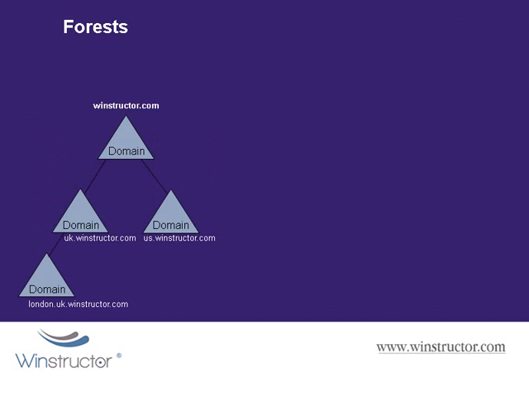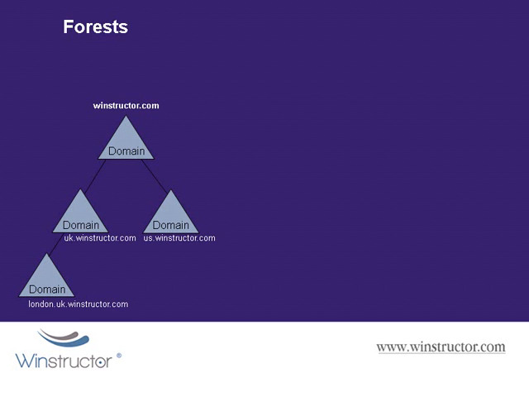Now we could add in more and more child domains and even child domains under other child domains. So these domains in a tree all share a contiguous namespace and a hierarchical name structure, with child domain names appended to the name of the parent. So in this image here, we could see that the parent domain at the top is winstructor.com, and underneath that parent domain, we have two child domains, uk.winstructor.com and us.winstructor.com.